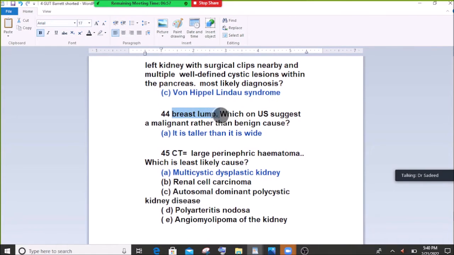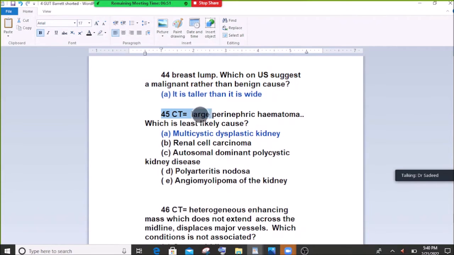Question 44, breast lump, which on ultrasound suggests malignant rather than benign cause? It is taller than wider. Question 45, CT shows large perinephric hematoma, which is least likely cause? Multicystic dysplastic kidney.